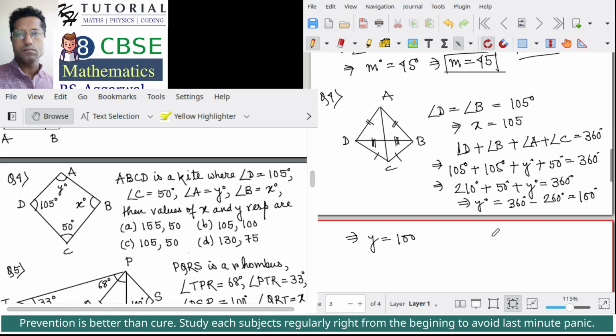This can be a possibility. We have assumed that angles D and B are the two equal opposite angles in the kite. We know in a kite only one pair of opposite angles are equal.